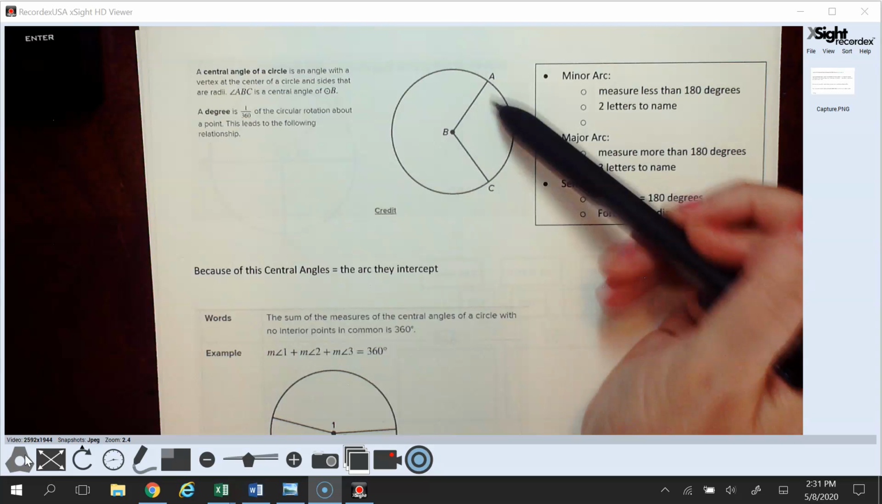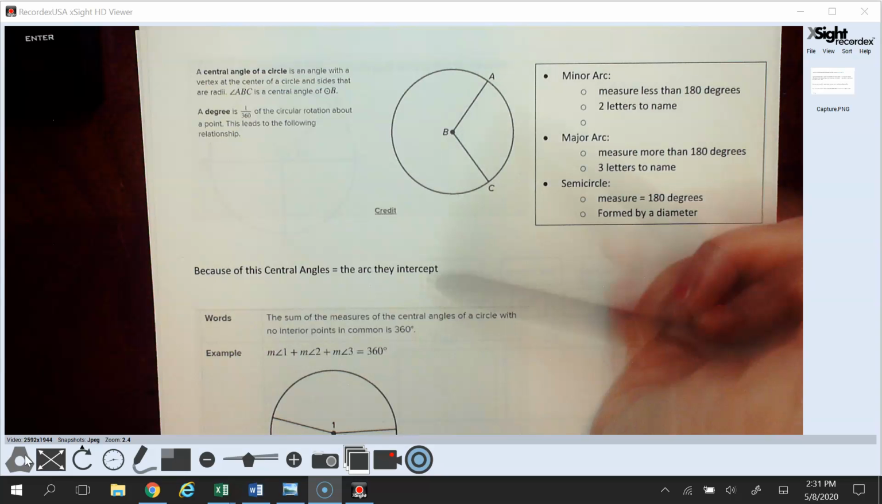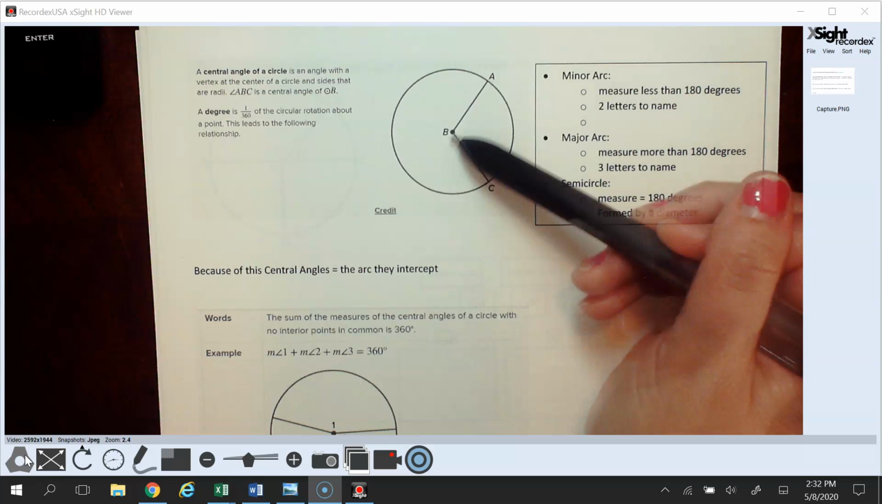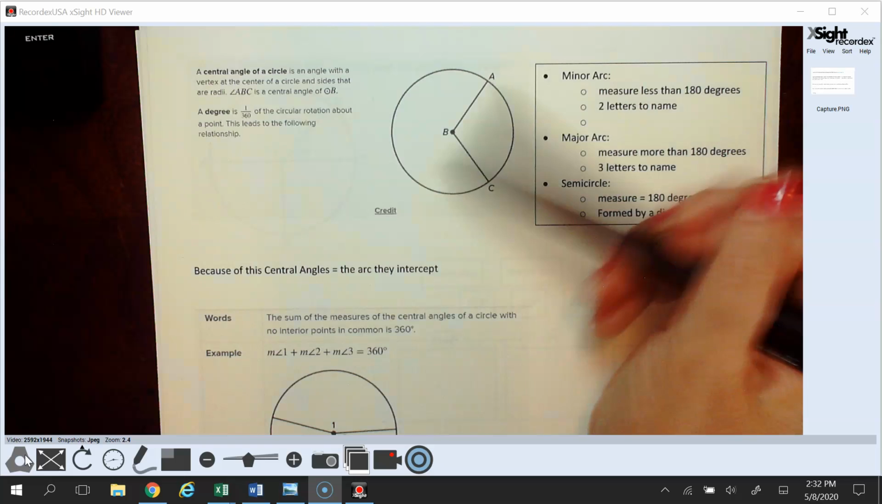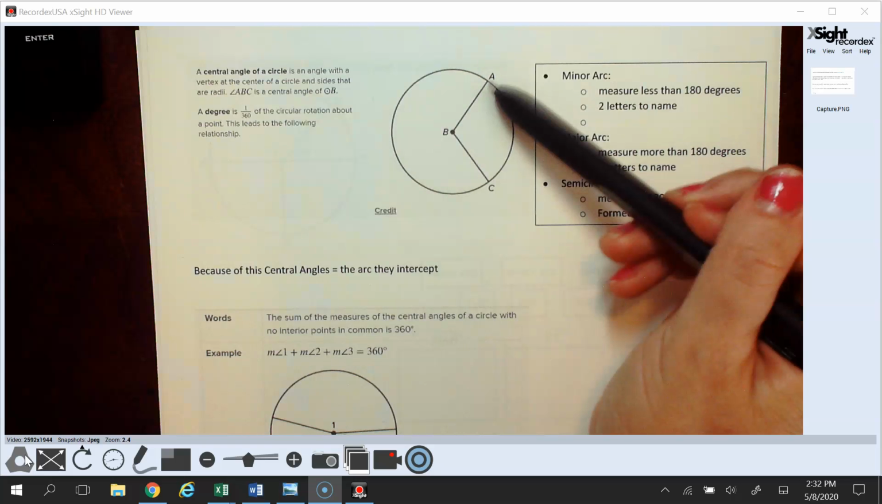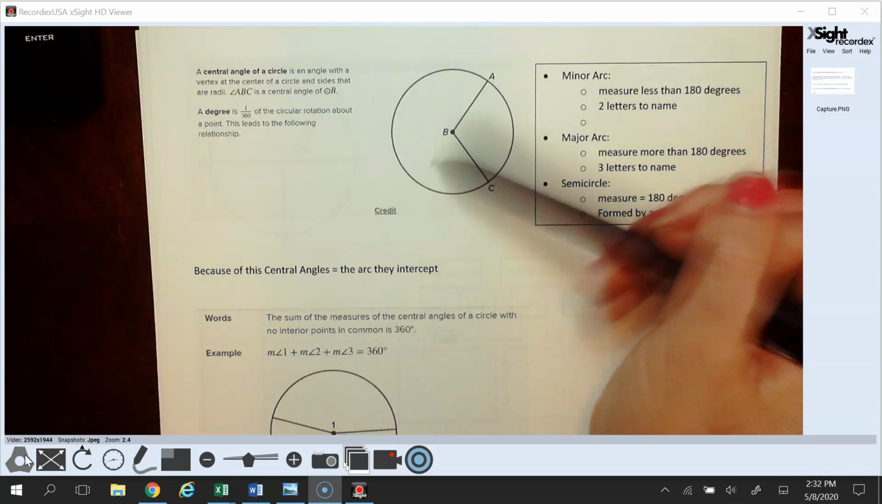The circle has a couple of radii here. Radii is plural for radius. You have radius AB, you have radius BC. Now, if a chord is just a segment on the circle that went through the center, it would be a diameter. A diameter is twice a radius.